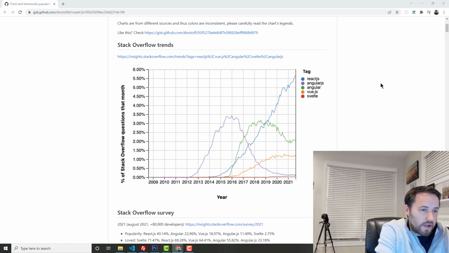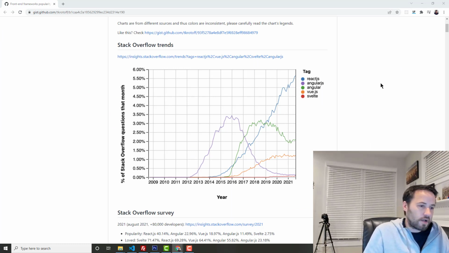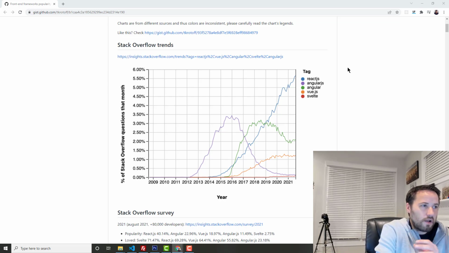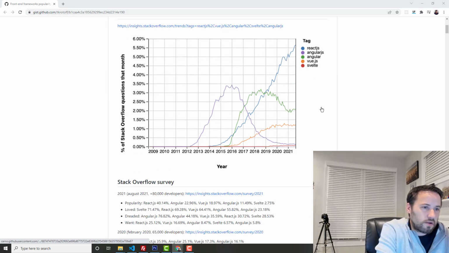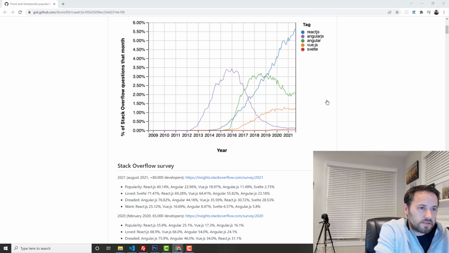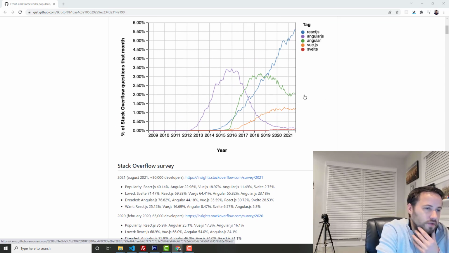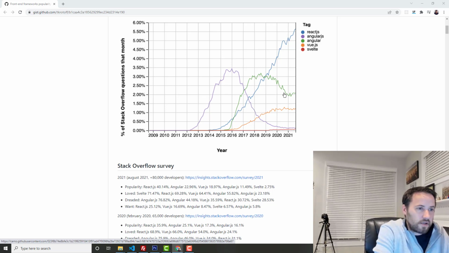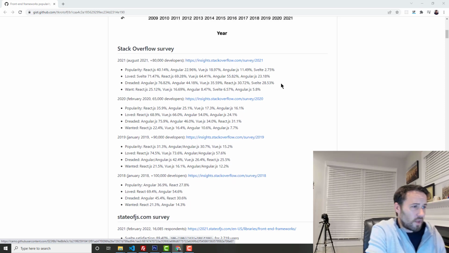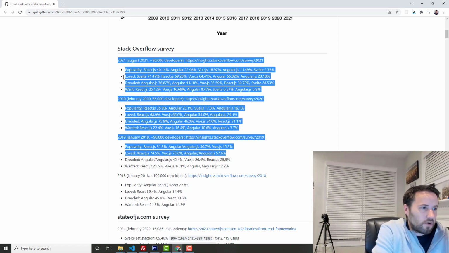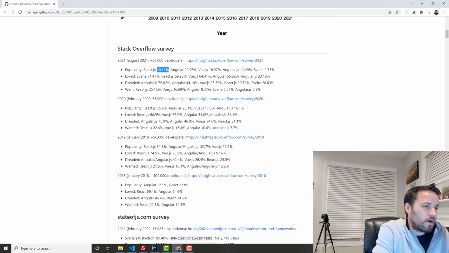But the bottom line is that the way React has taken the client-side approach, it's won the war. So here's Stack Overflow trends. You can clearly see that React is ahead of everybody else. You can also see that Angular is on the decline. And no, this isn't AngularJS. That clearly died a long time ago. This is Angular that's on the decline. So we look at the popularity here. React now has 40% of the popularity of all these different frameworks.